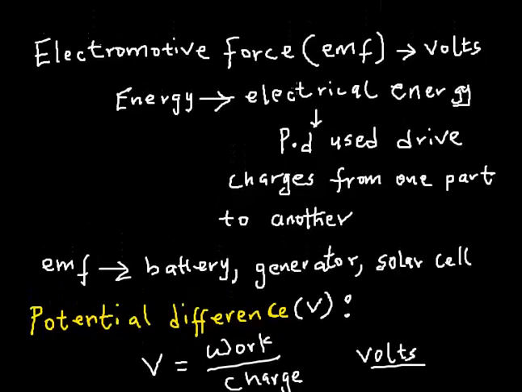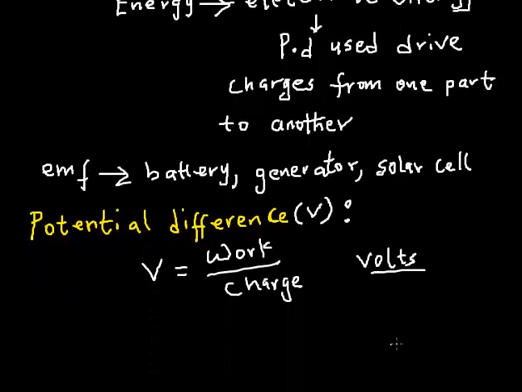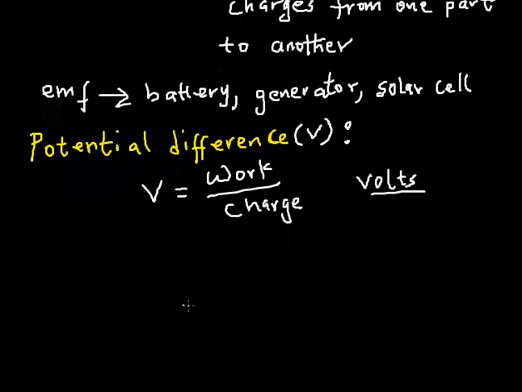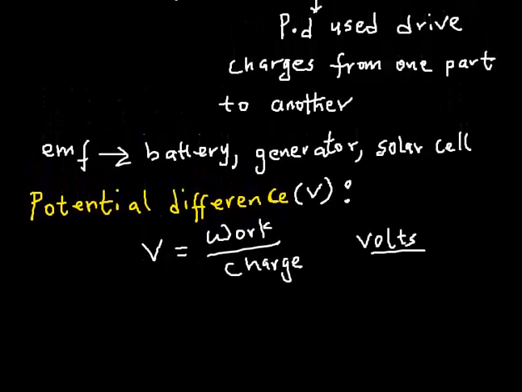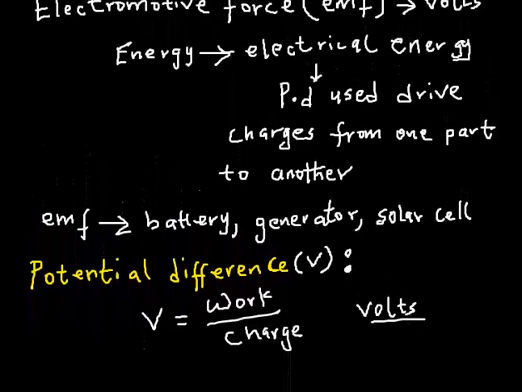So both EMF and potential difference are measured in volts. Which simply means that a cell provides energy, and that energy creates a potential difference across a conductor that drives charge from one part of that conductor to another. These terms are very important, so you need to ponder on them and understand these basic terms, because they are going to form the basis of the things we are going to be learning under current electricity.